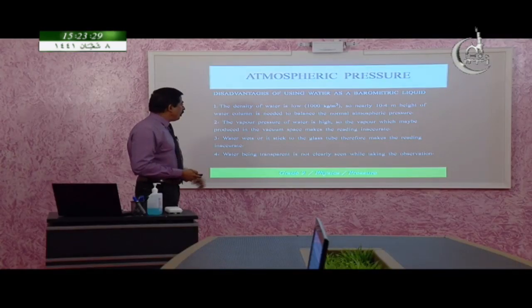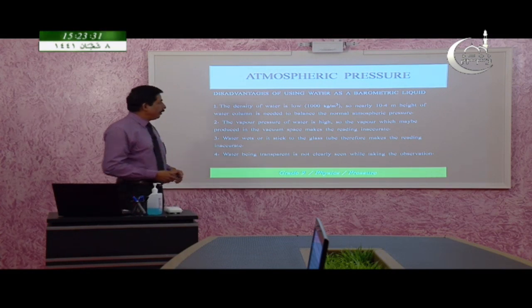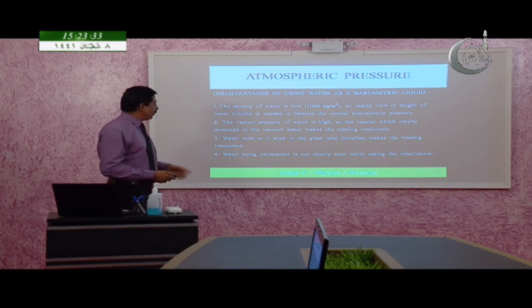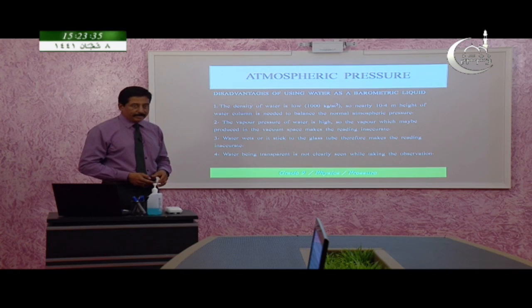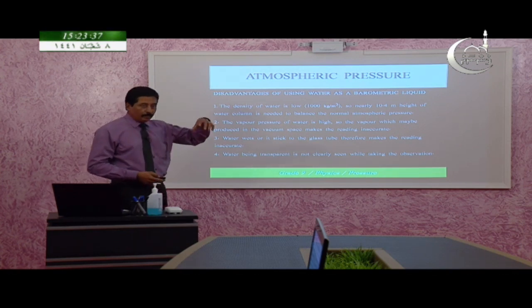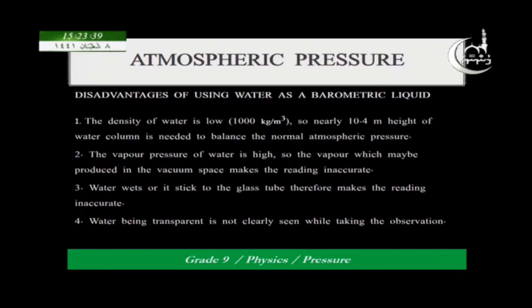The vapor pressure of water is high, so the vapor which may be produced in the vacuum space makes the reading inaccurate. The water vapor will exert a force on the water surface, so the level decreases and we will not get the correct answer. Water wets or sticks to the glass tube, therefore it makes the reading inaccurate. Water being transparent is not clearly seen while taking the observation.